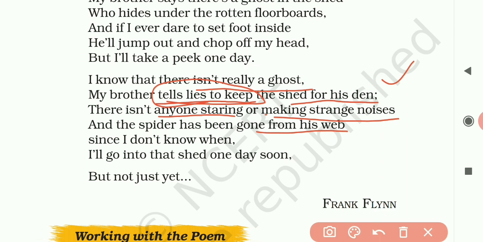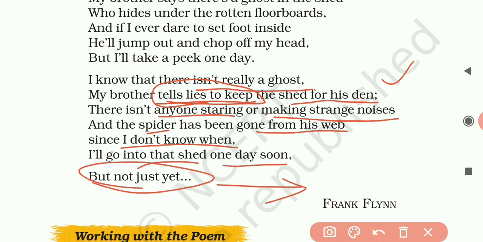Since I don't know when, I will go into that shade one day soon, but not just yet. Okay, since I don't know when he went, that is not known to him. When did that particular spider leave the web and go out, he has no idea about it. I will go into that shade one day soon, but not just yet.